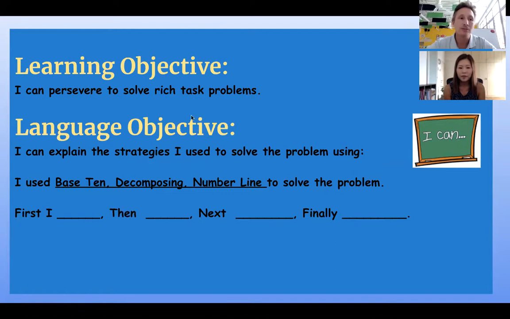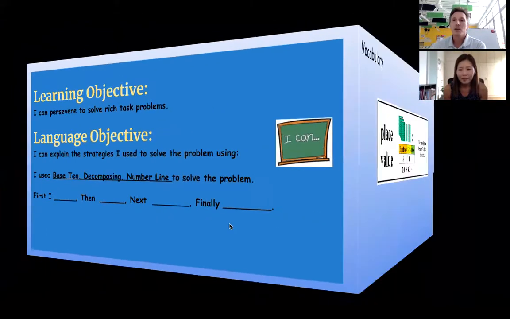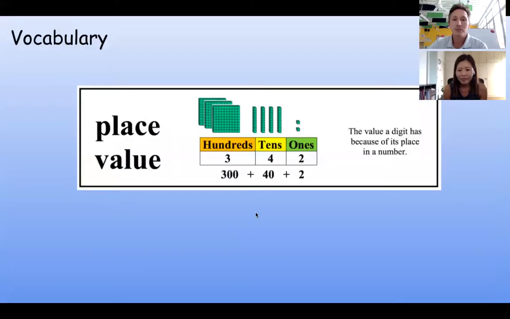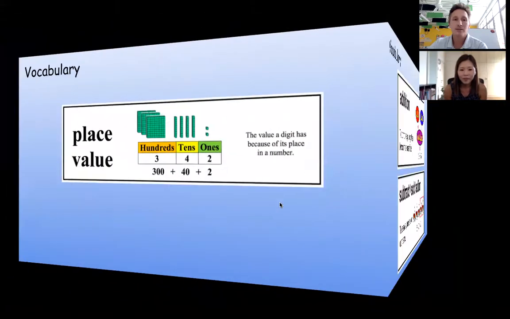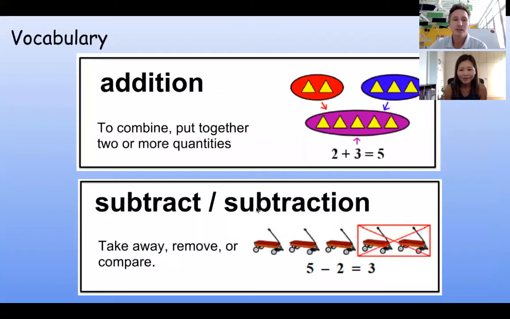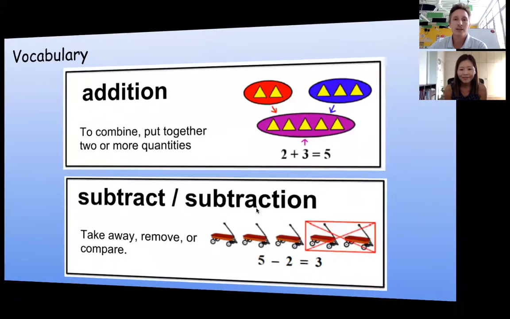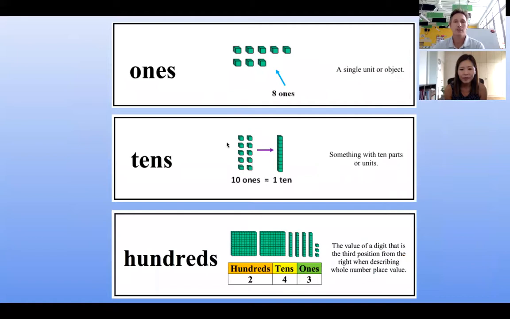Your language objective here is: I can explain the strategies I use to solve the problem using base 10, decomposing, or your number line, and how you explain using first, then, next, finally, and so on. For your vocabulary, we will continue with place value, looking at your hundreds, tens, and ones. And we have addition and subtraction.